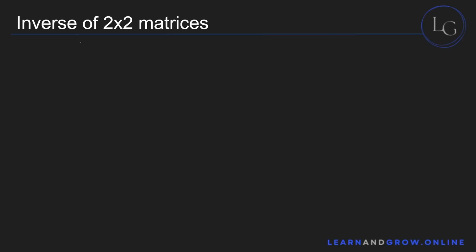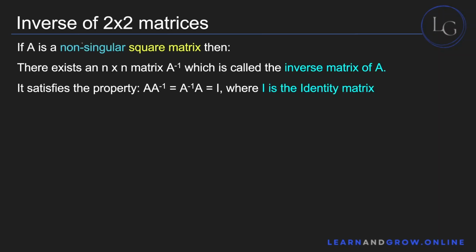So what is the inverse of a 2 by 2 matrix? If you have matrix A, there are two conditions for the inverse of A to exist. It must be non-singular, which means that the determinant of A must not be equal to 0, and it must be a square matrix, so basically an n by n matrix. The number of rows and the number of columns must be equal. If that is the case, then there exists an n by n matrix called A inverse.